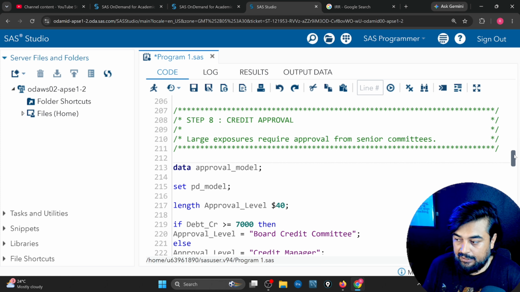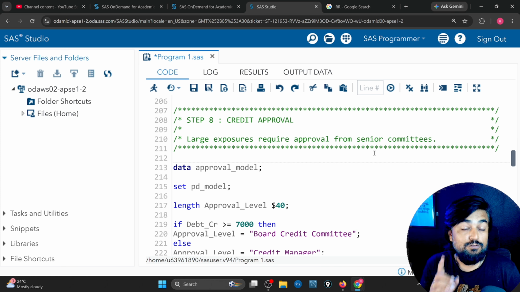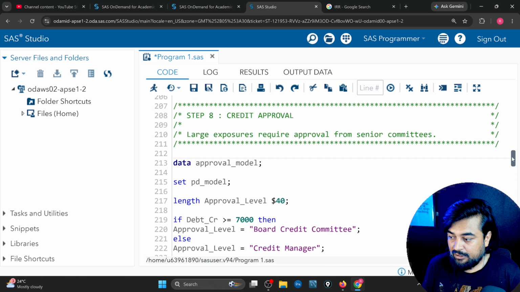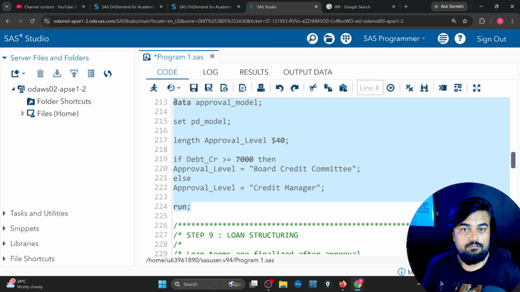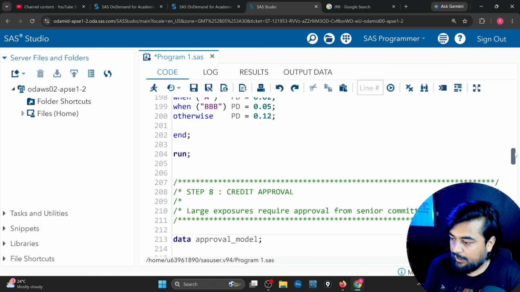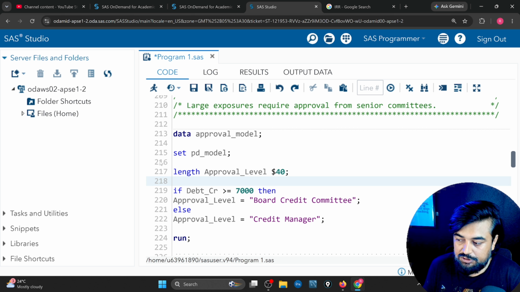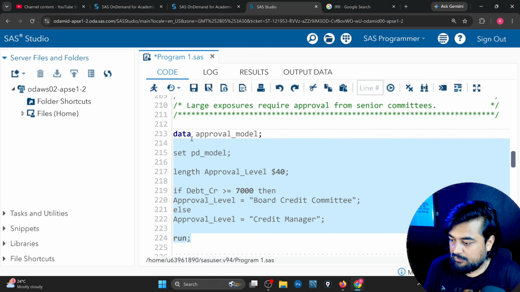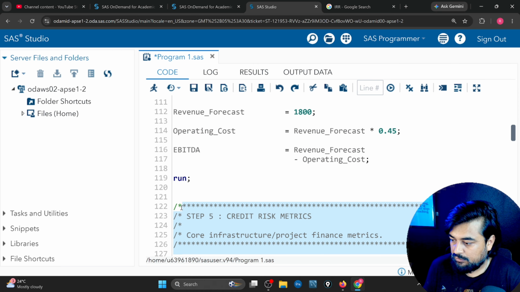Guys, again, I would mention that this is a very simplified way. I'm just giving it for one client, but when you have a table with thousands of clients, the risk really increases and so many parameters increase. It's not necessary that credit approval will have only this many lines of code. In real time, credit approval alone can have 500 lines of code. So just understand the basics, that's the agenda here. Now here you are calculating the credit approval after the PD calculation. So if debt is this big, then the approval level would be the board credit committee. Let's run till this line.